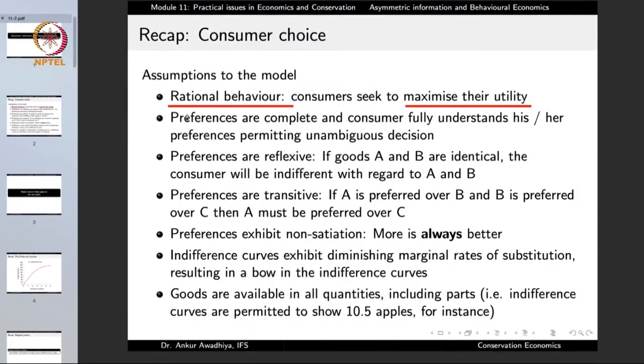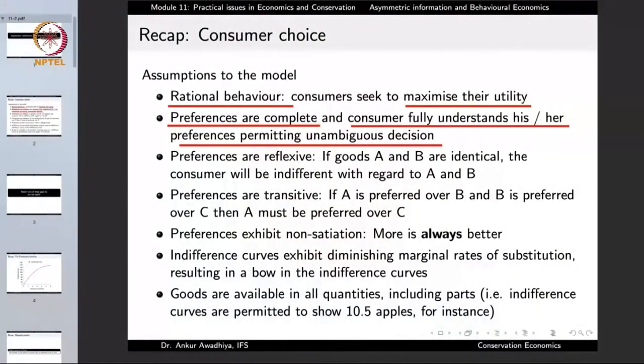Then in the consumer choice model, we had said that preferences are complete and the consumer fully understands his or her preferences, which permits an unambiguous decision. But if you visit any restaurant, you will see that in a number of cases, we cannot make an unambiguous decision, because at times we get confused. At times we start to think, okay, should I have a mango ice cream or a pineapple ice cream? Whereas in the model, we were saying that the preferences are complete and the consumer fully understands their preferences. But that is not always the case.